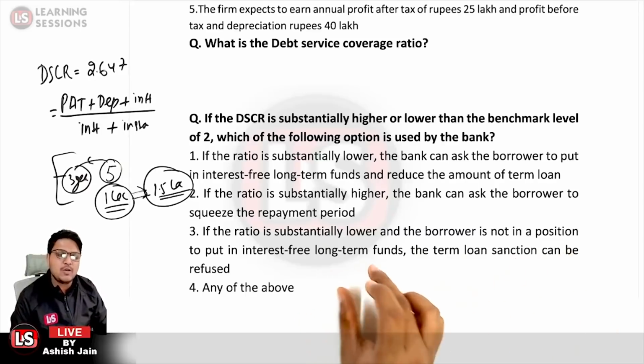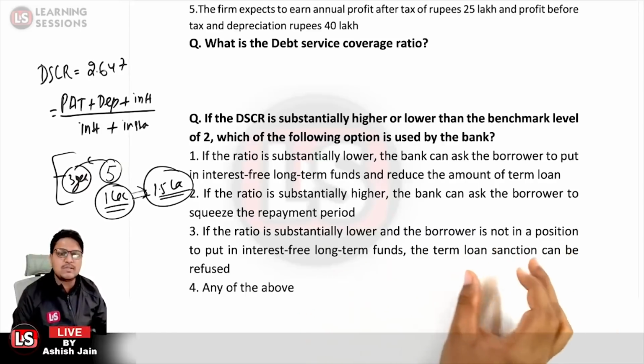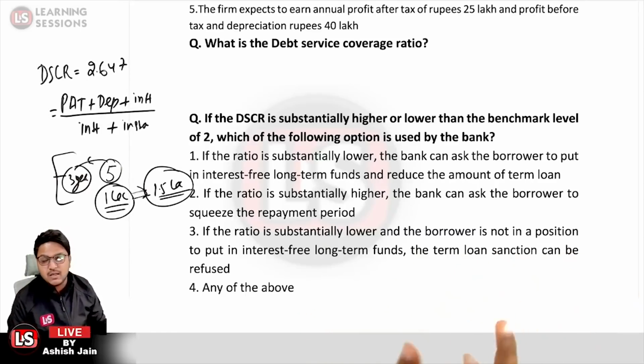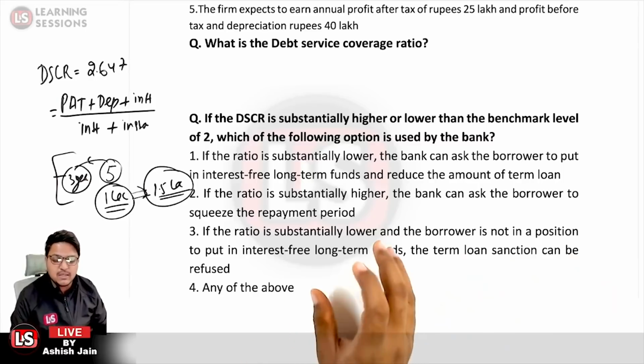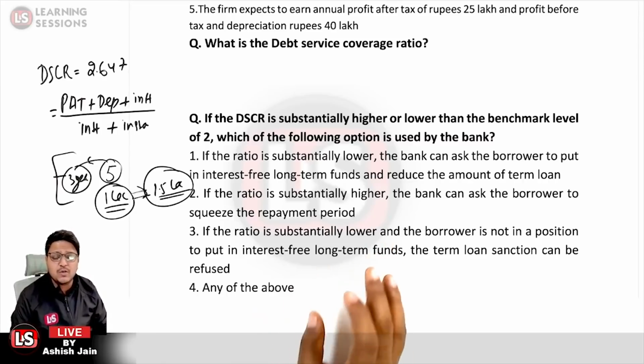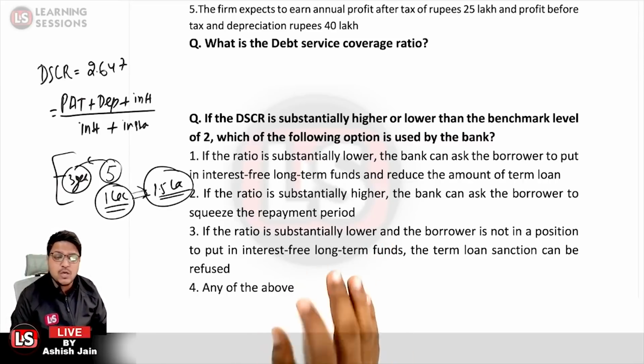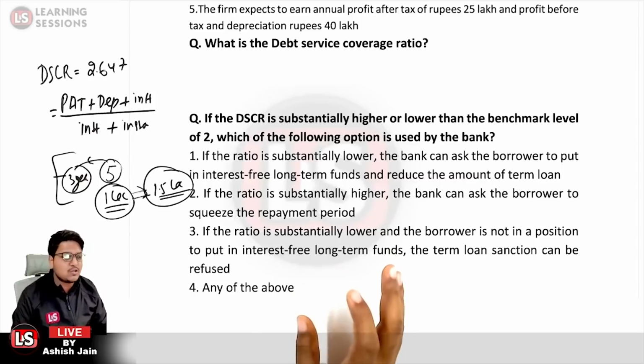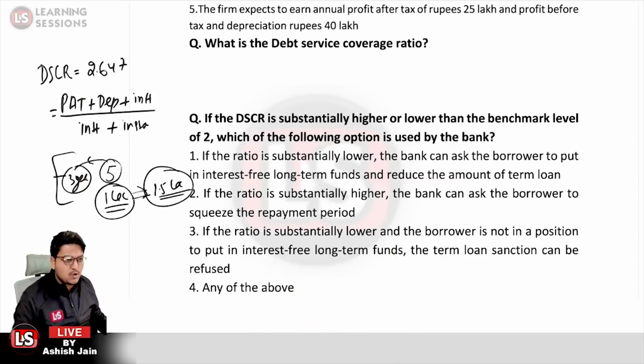Third, it says, if the ratio is substantially lower and the borrower is not in a position to put in interest-free long-term funds, the term loan sanction can be refused. Definitely, if the DSCR is lower and the firm does not want to reduce the term loan amount and cannot mobilize interest-free long-term funds, the bank will not sanction the loan and will refuse it. So option 4, that is any of the above, is the correct one.